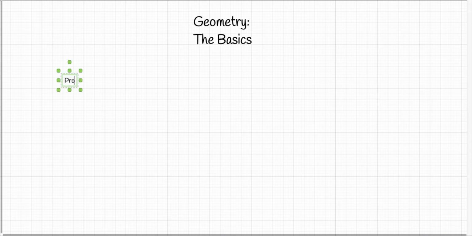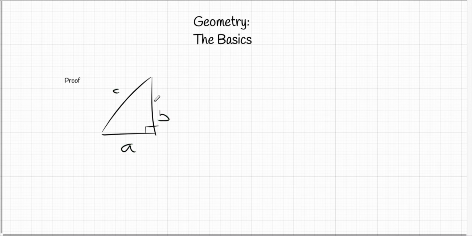A proof is basically, as I implied over this video, a logical argument, and it's usually done to verify a conjecture. So I'll give you an example of a proof. Let's say using the Pythagorean theorem. The Pythagorean theorem states that if A, B, C are sides of a right triangle, then A squared plus B squared is equal to C squared.